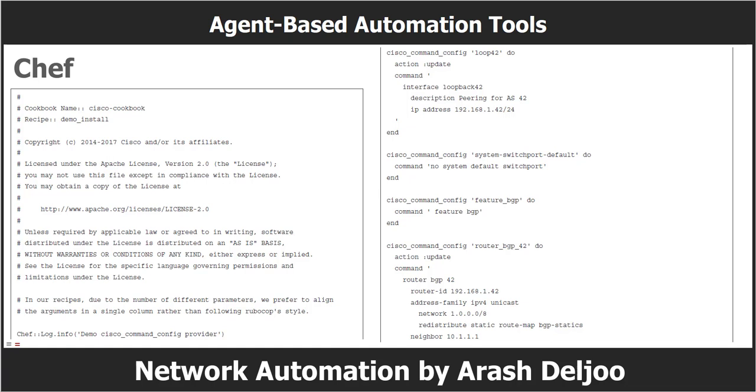Recipe files have the file name extension .rb. You can see that the file is very simple to read and interpret. Here, for example, we have the cookbook name, Cisco cookbook, and then the recipe demo_install. As you can see, reading this cookbook file is so easy. After that, here we have some rules, and here we have some restriction rules, and after that we can see the Chef rules and some commands that are easy to understand. After that, we have, for example, the BGP configuration and so on.